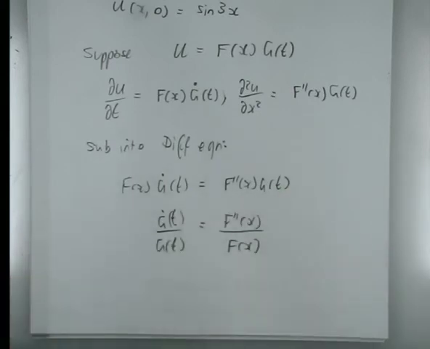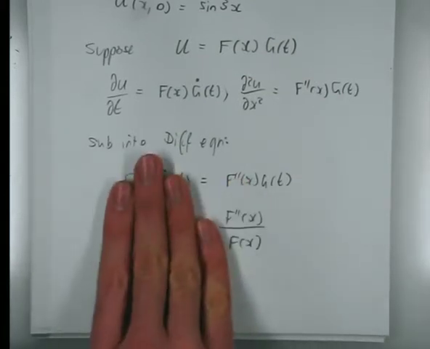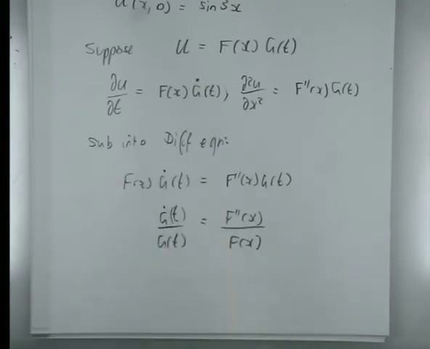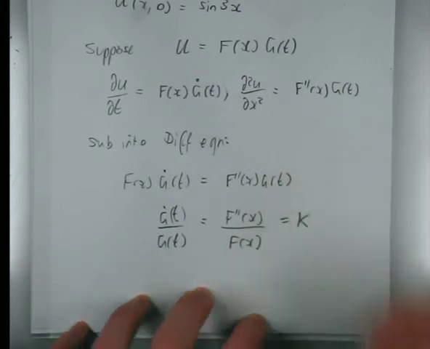And here's the reasoning that goes that this here doesn't involve any x's, and this here doesn't involve any t's. And so since they're equal to each other, the function that they're both equal to doesn't involve any x's and it doesn't involve any t's either, and therefore it must be a constant. And so this must be some sort of constant.